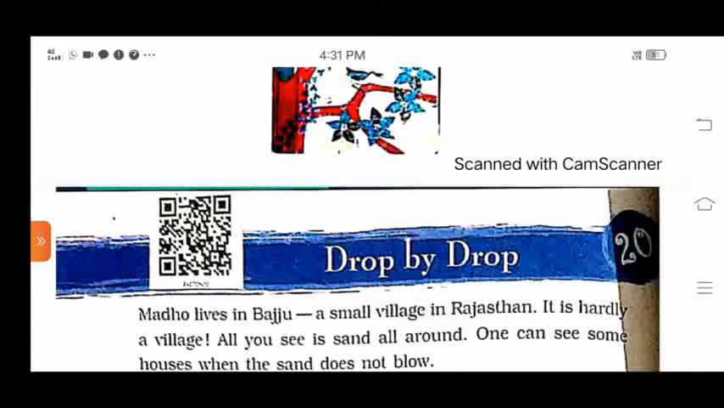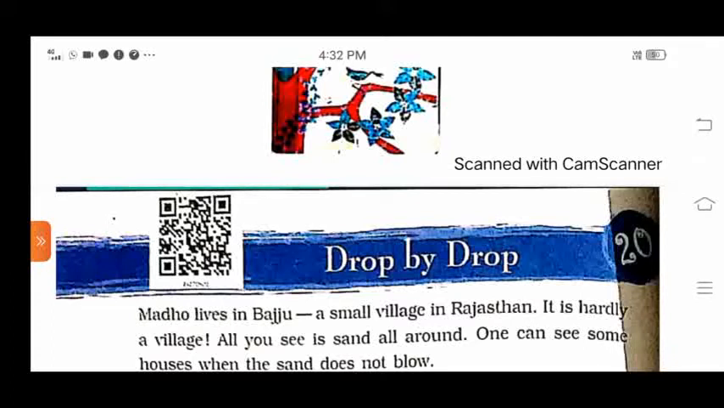So we were reading in this chapter about a state of our country whose name is Rajasthan, and about a small village of Rajasthan whose name is Bajju. There is a boy whose name is Madho. He lives in this village with his family, and this is a very small village with only some houses. Many people do not want to live in this type of place because there is so much scarcity of water.